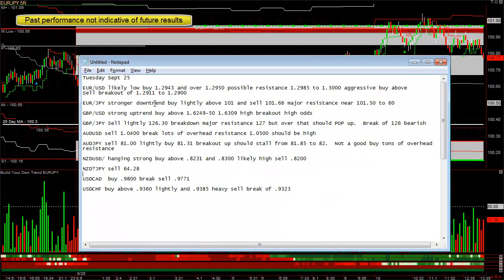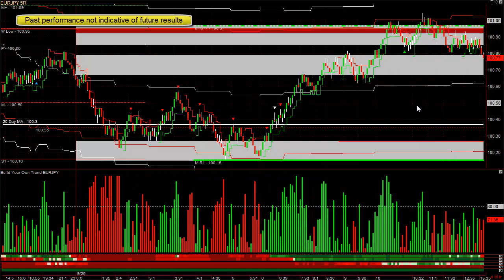Stronger downtrend, buy slightly above 101 and sell 101.66. So 101.66, pretty much right here underneath that level. I want to look for sells, and pretty much once it gets above that level, I'm not looking to sell anymore. So starting the day off, you can see it broke down underneath that level.